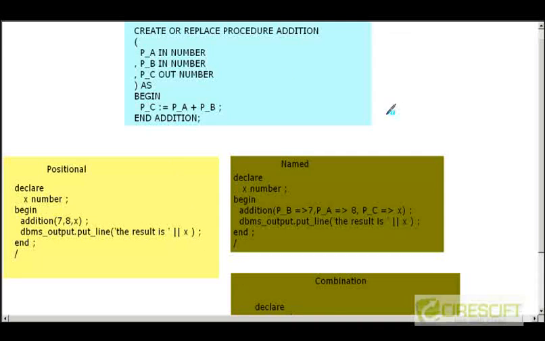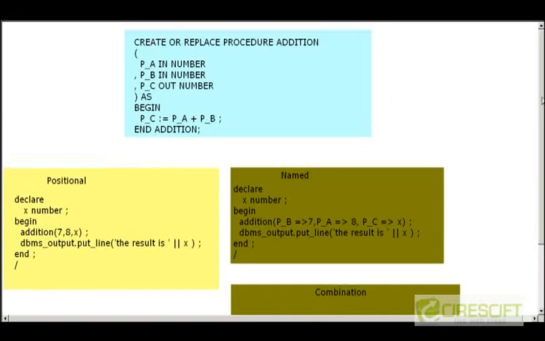The last thing we want to look at is how to pass the parameters. Say for example, we take the same addition procedure. We have three variables: p_a is a number, p_b is a number, p_c is an output number. There are three ways you can pass parameters. The first one, method 1, is called positional. In positional, I send addition 7, 8, x, which means that 7 is going to go to p_a, 8 is going to go to p_b, and x is going to p_c.